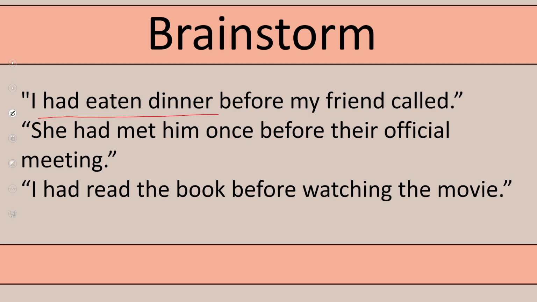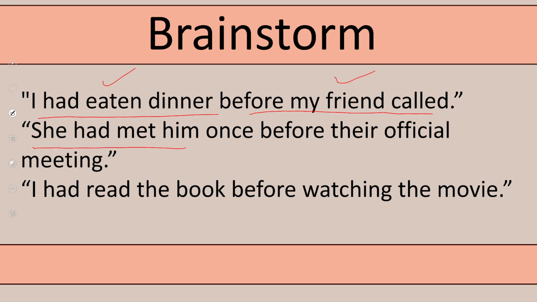I had eaten dinner before my friend called. Now, there are two past happenings, two things that happened in the past. Dinner was eaten and a friend called. Now, I had eaten dinner. It means that in the past I had finished my dinner before my friend called. Then the friend called right after having eaten dinner.